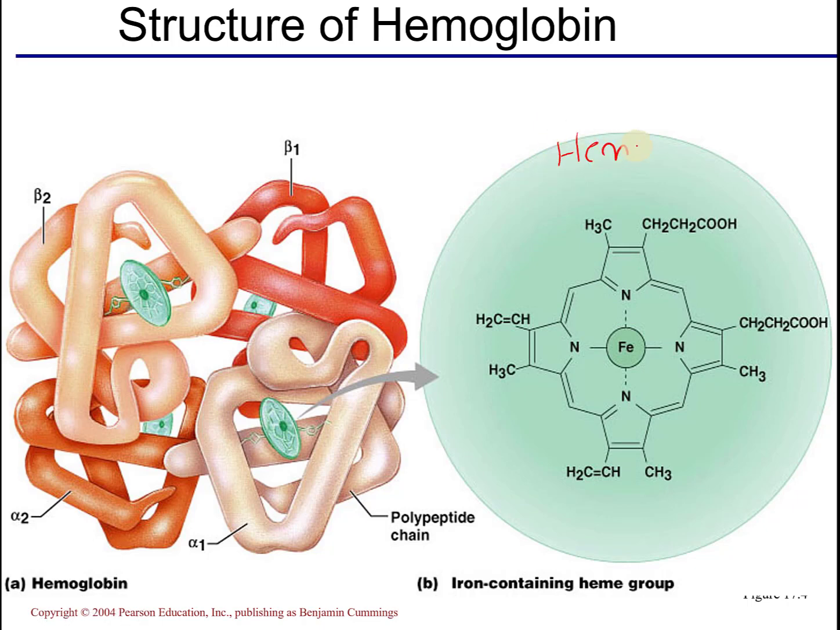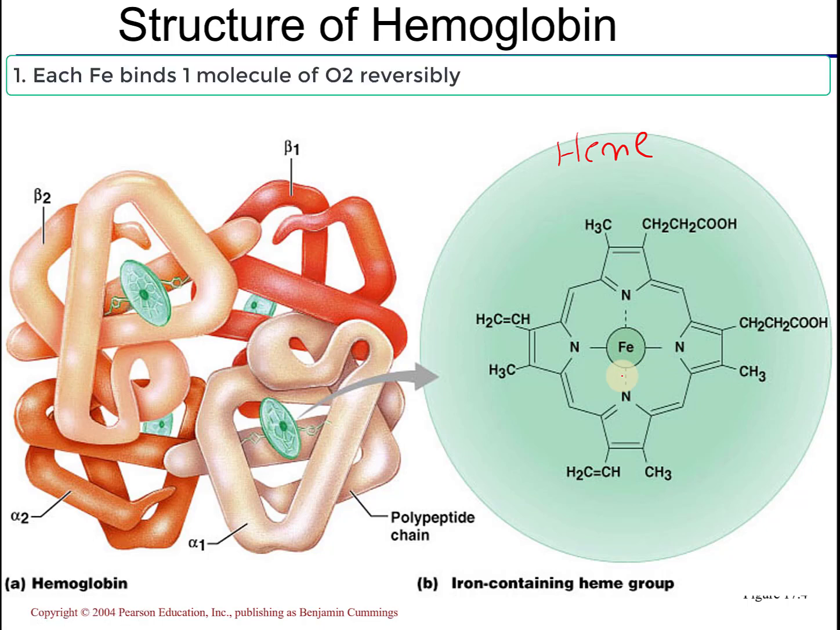This is heme. Now, heme is a cyclical structure, but you'll notice in the middle is iron. This is where oxygen binds, right here. So each iron binds 1 molecule of oxygen reversibly. Each iron, which is in the middle of each heme, binds 1 oxygen.